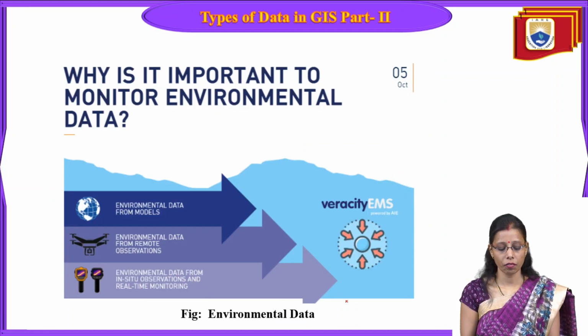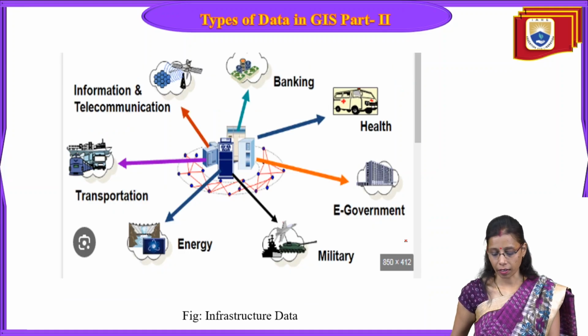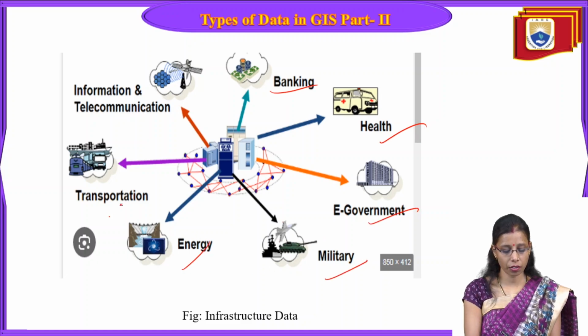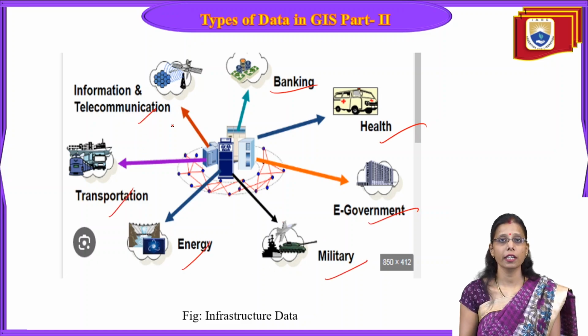Now, if you talk about environmental data, environmental data forms of models and data from remote observations and from in-situ observations, real-time monitoring, all this information will be added to the environmental data. If you talk about infrastructure data, what type of infrastructure do we have? Like banking, health, e-government, military, energy, transportation, information and telecommunication.